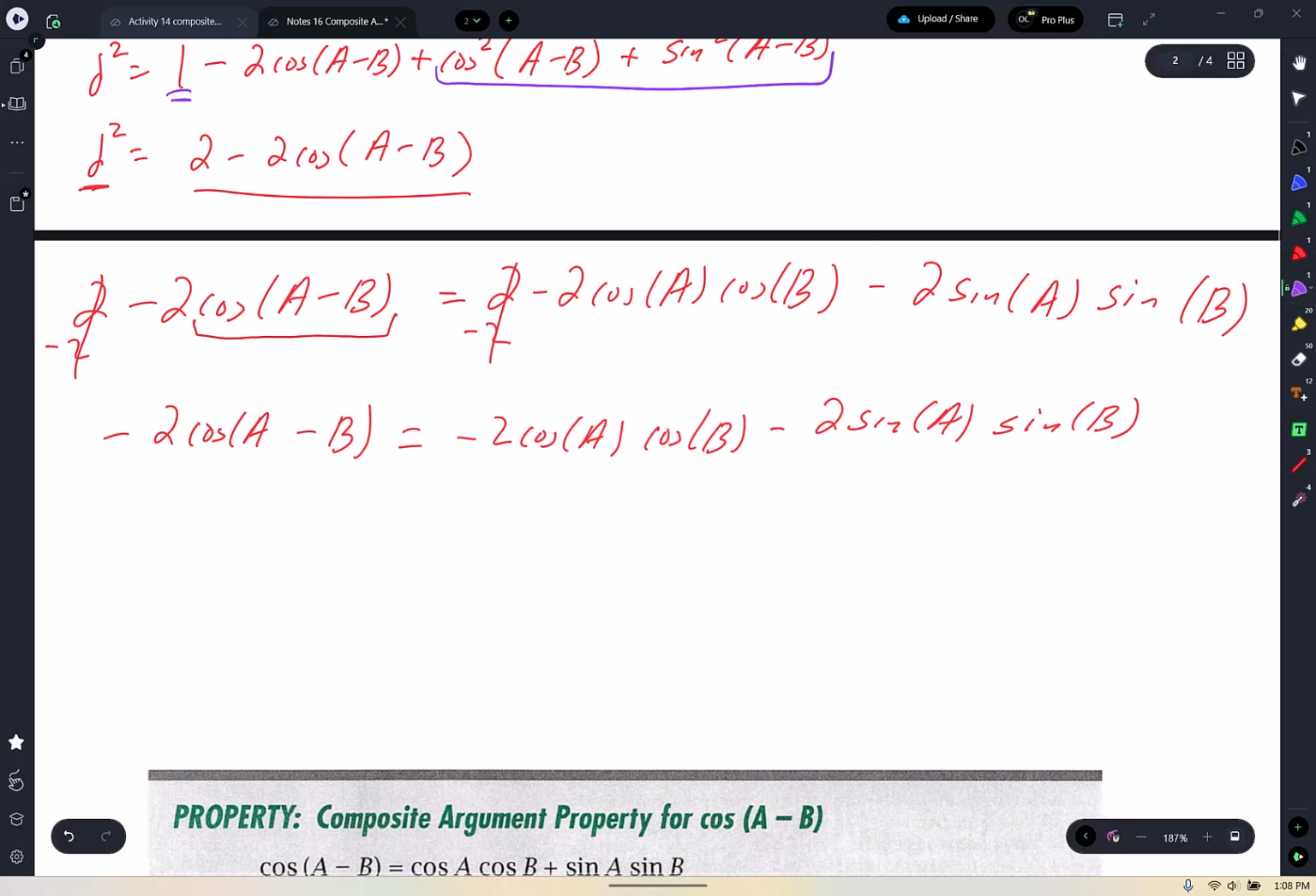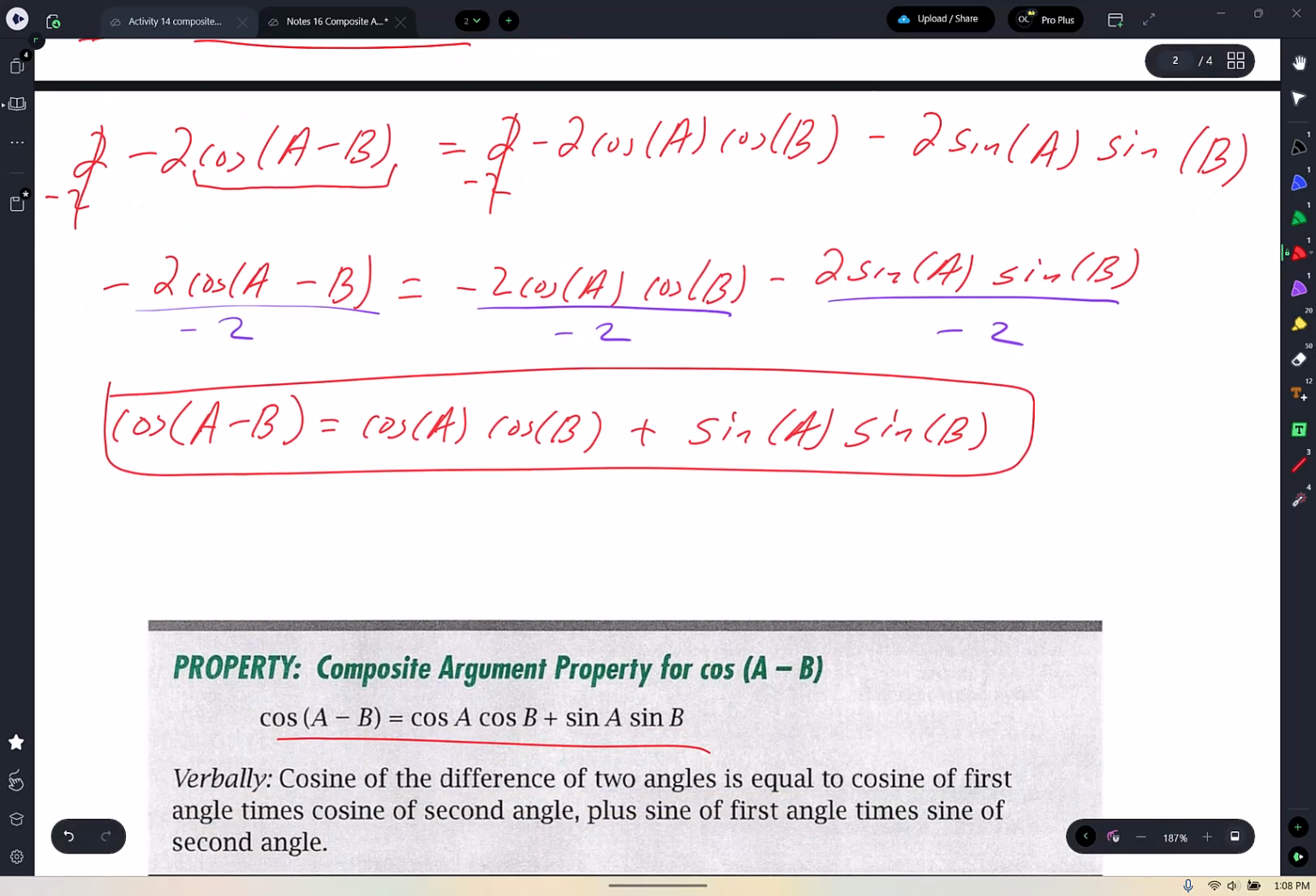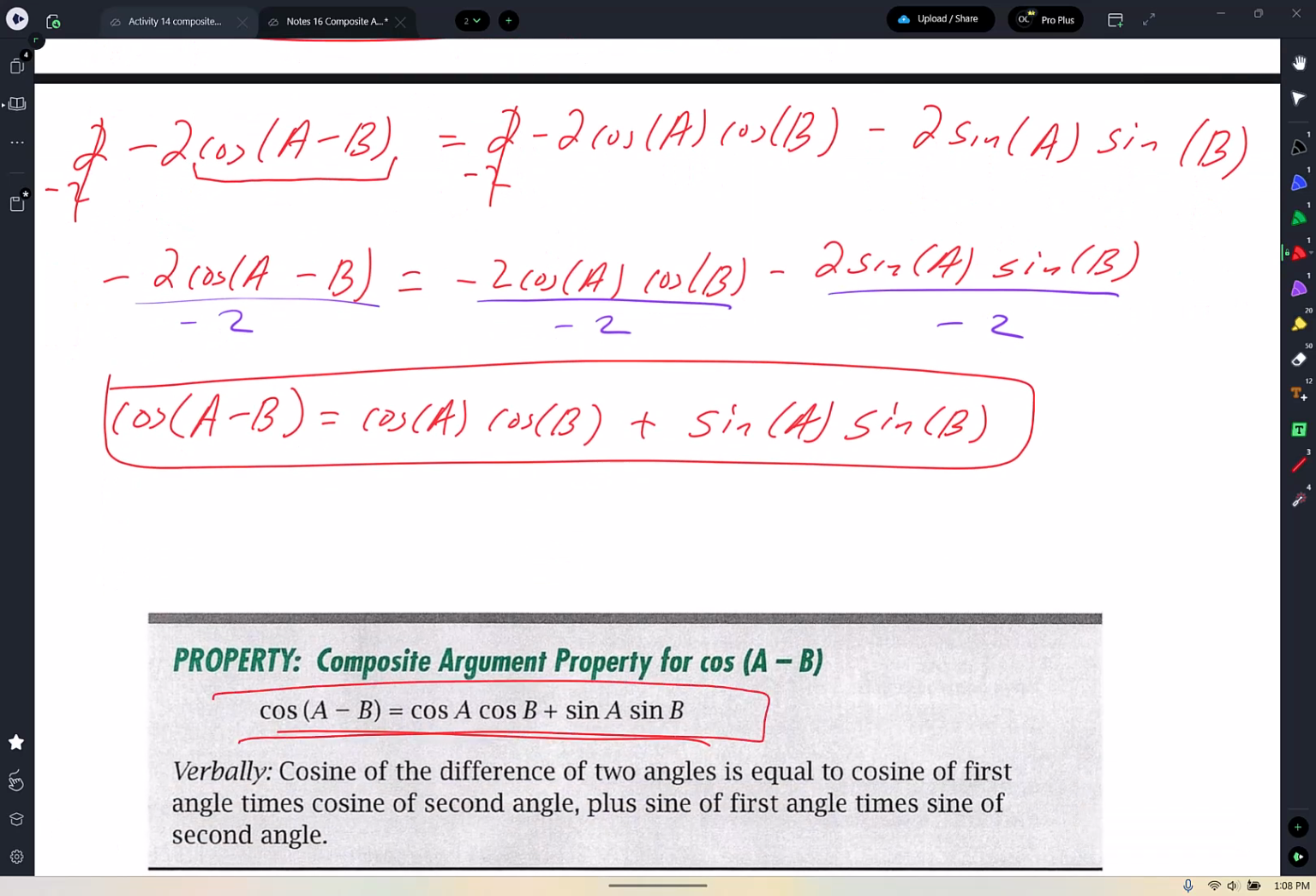And then the last move to get cosine A minus B by itself is divide by negative 2. Whatever you do to one side, you do to all of them. So when I do that, look what you get. Cosine of A minus B equals cosine A, cosine B. Negative divided by negative is a positive, plus sine A, sine B. Is that what they have down there? Yeah, look at that. That's what they have as a formula.